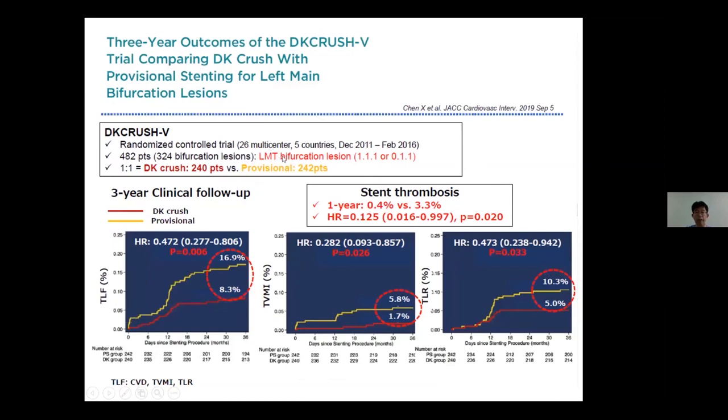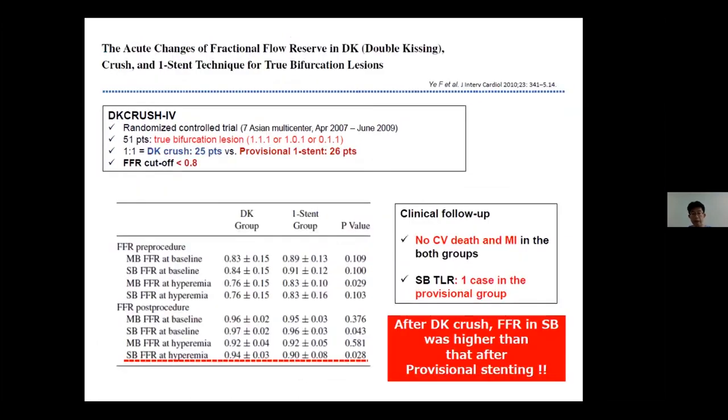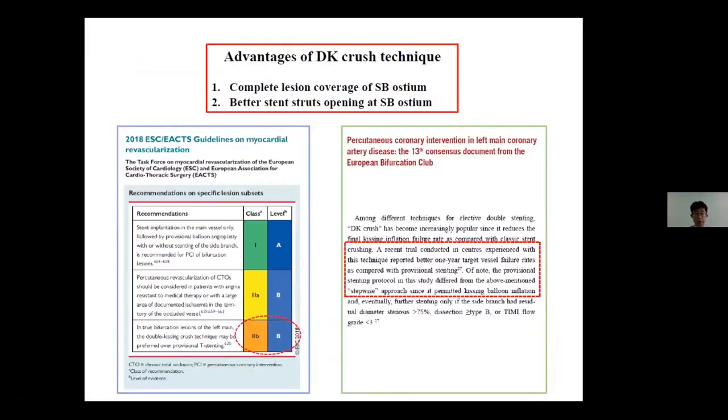It's a true bifurcation lesion, with TVMI and TLR. And stent thrombosis is very low with the DK crush stenting technique. And side branch FFR at hyperemia is better compared to the single stent technique here. So DK crush technique is commonly recommended for true bifurcation lesions. This is an ESC guideline. In true bifurcation lesions, the DK crush technique is better compared to provisional T stenting.